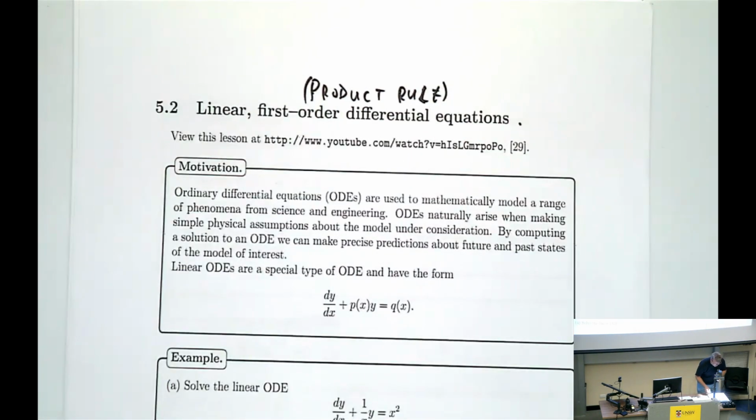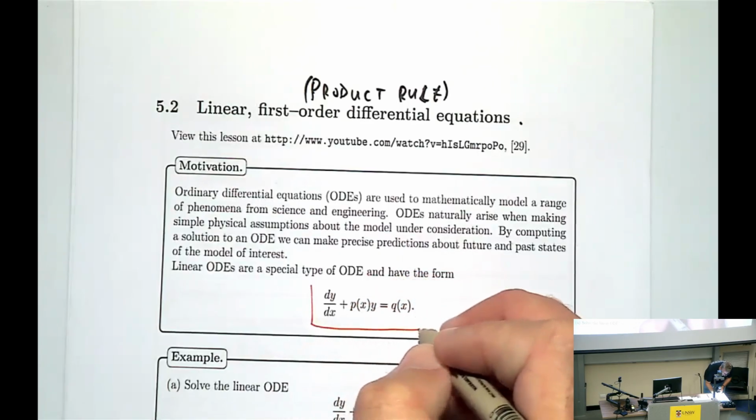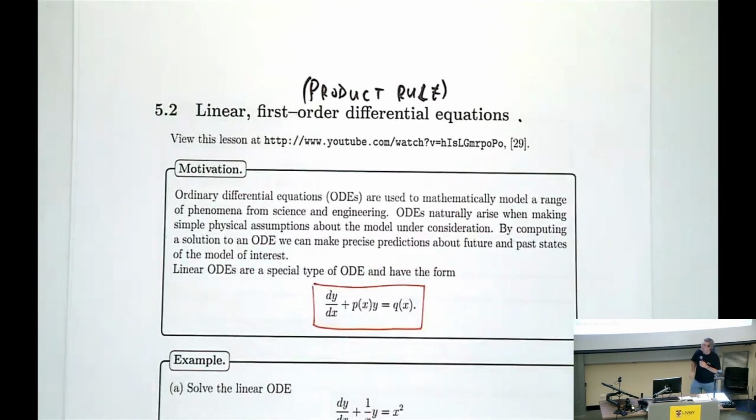Okay, so this is your general form of a so-called linear first order differential equation. So what does the first order mean? Can anybody tell me? It's been derived once. So the highest derivative in the equation is just the first order, right?